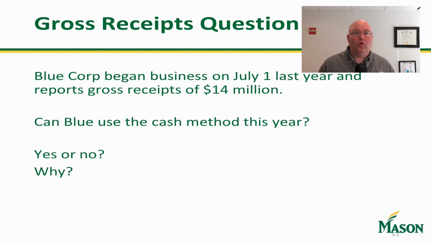All right. Blue Corp began business on July 1 and had gross receipts of $14 million. Can they use the cash method, yes or no? Well, July 1, that's half the year: July, August, September, October, November, December. So that's 6 months. Like I said, take that 14 million, divide it by 6, multiply it by 12, or you could take a shortcut and just multiply it by 2. You get 28 million. Can they use the cash method this year? Yes.